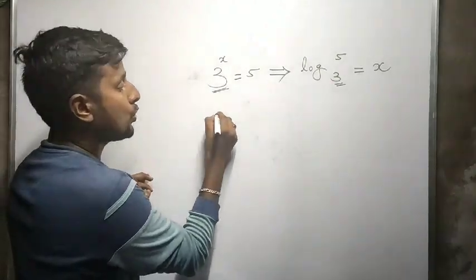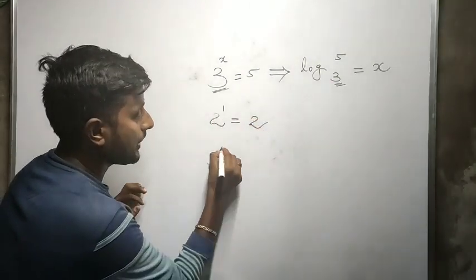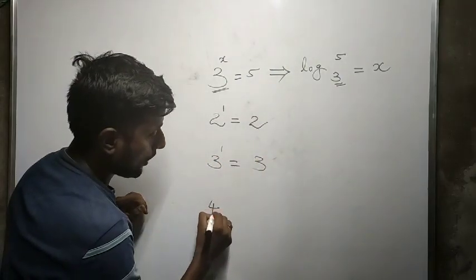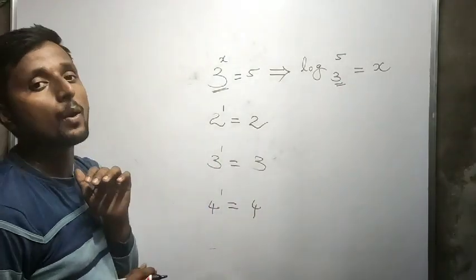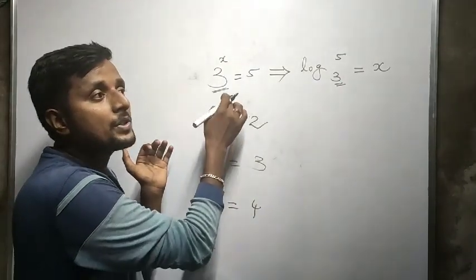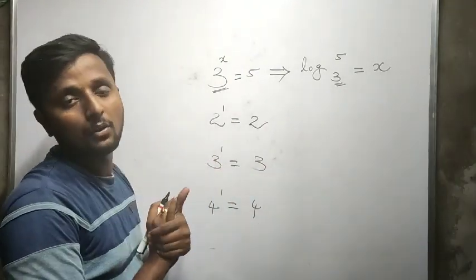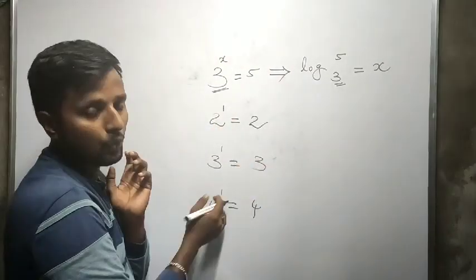2 power 1 is equal to 2. Correct. 3 power 1 is equal to 3. Correct. 4 power 1 is equal to 4. So what does the exponential form tell us? Any number with a power of 1 gives the number itself.